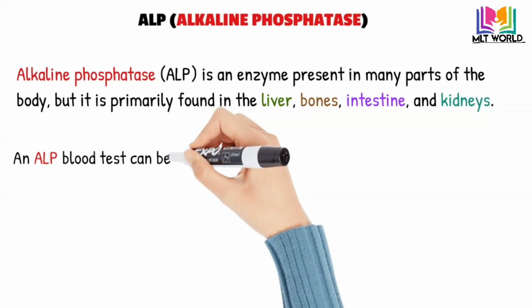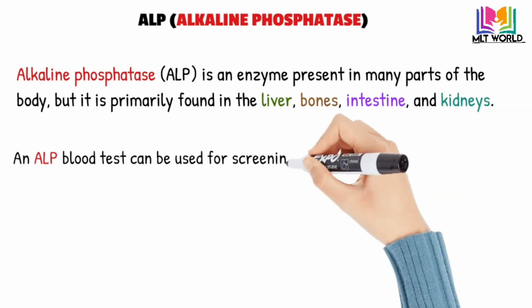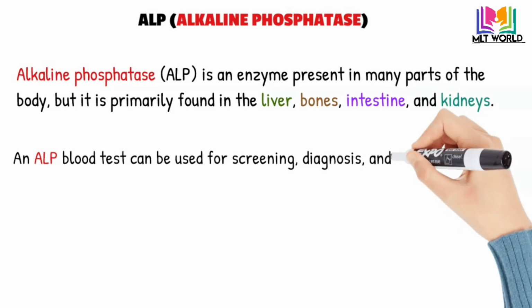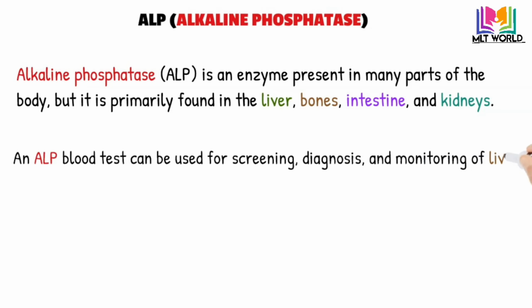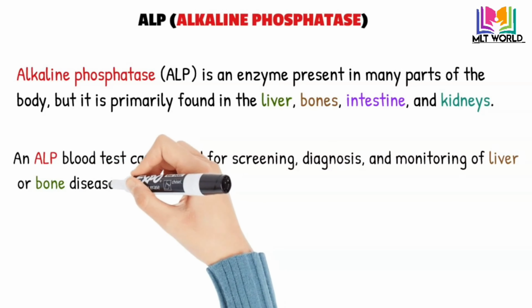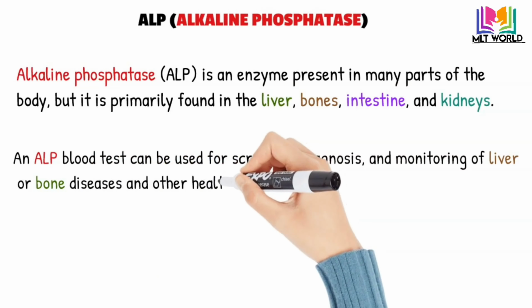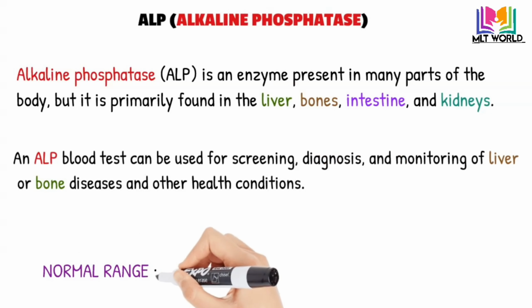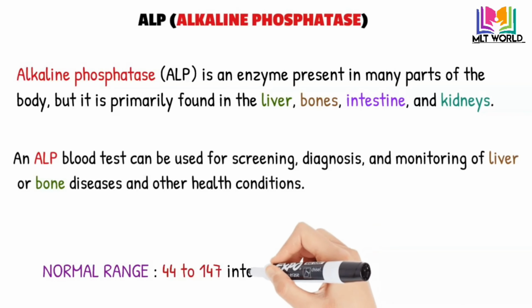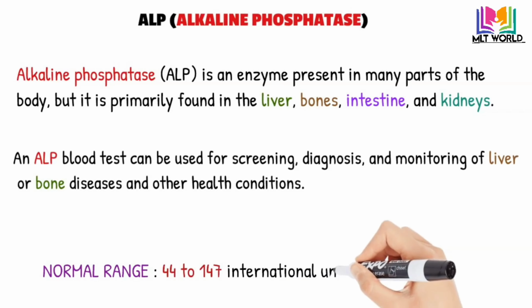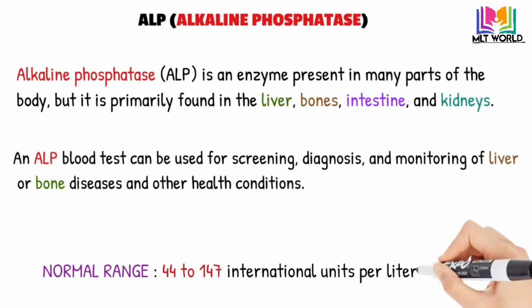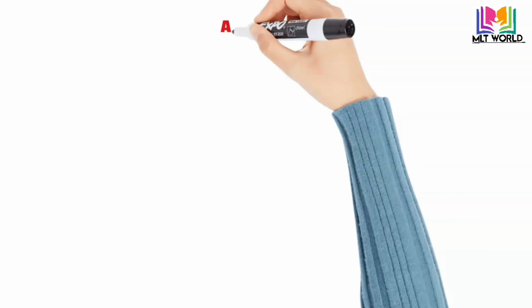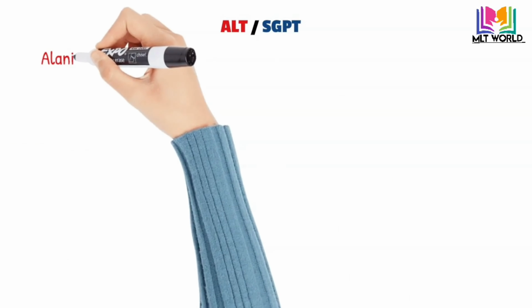So this test can be used for the screening, diagnosis, and monitoring of liver or bone disease and other health conditions such as gallstones. And the normal range of ALP is 44 to 147 IU per liter, but it depends on every lab, so check according to your lab. Next is ALT and SGPT.